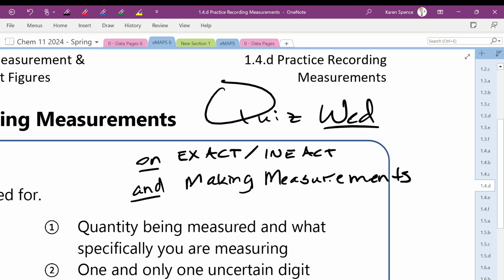I wanted to let you guys know that on Wednesday we're going to have a quiz on exact and inexact numbers and on making measurements, which we're going to go over very briefly today. You've already done it, so we're just going to review it, make sure you know how to use a triple beam balance, and then you're going to get some practice on it.